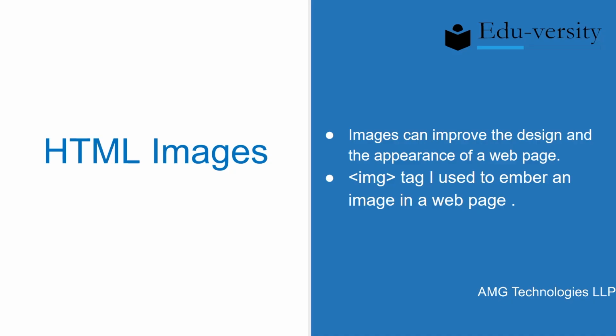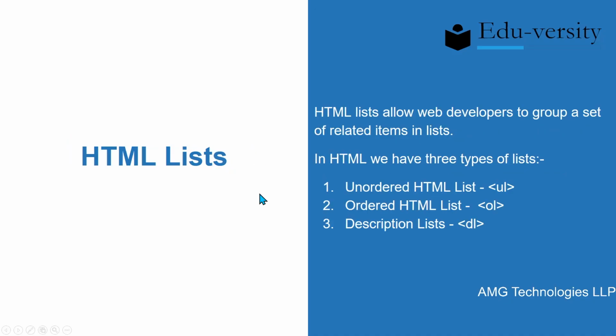So in the previous video we discussed HTML images. We discussed the HTML tags used for creating links and HTML images. In this video we will discuss HTML lists. So in HTML, if you want to show data in list format, you have to use HTML lists. Basically, HTML lists allow web developers to group a set of related items into a list.